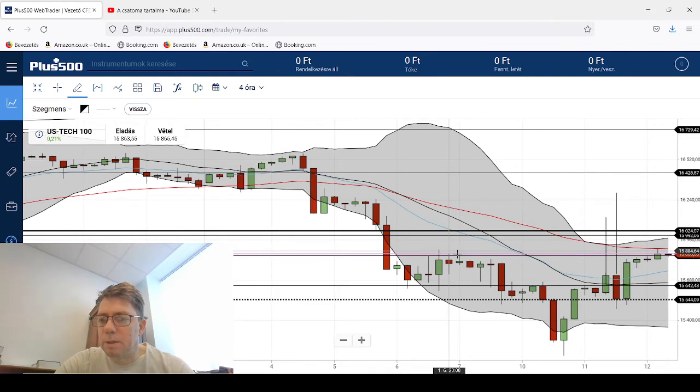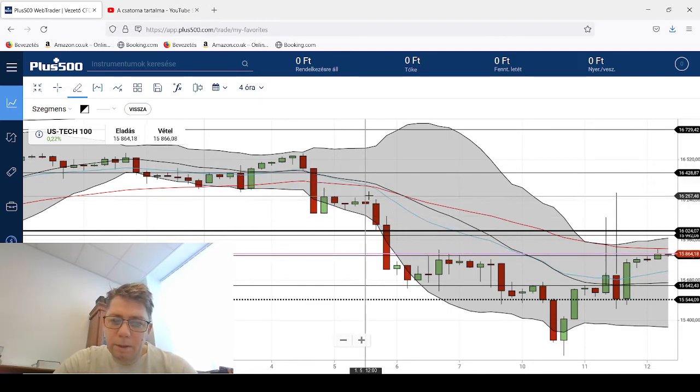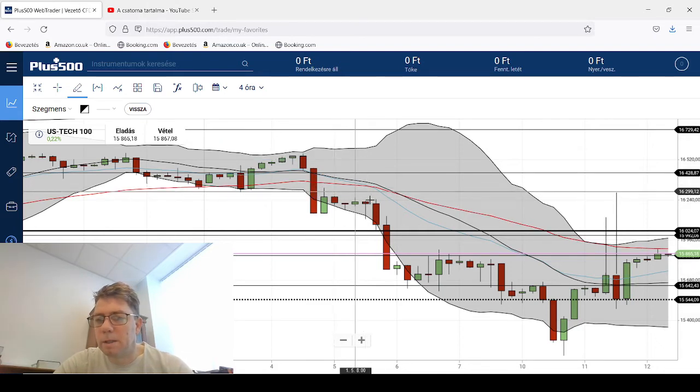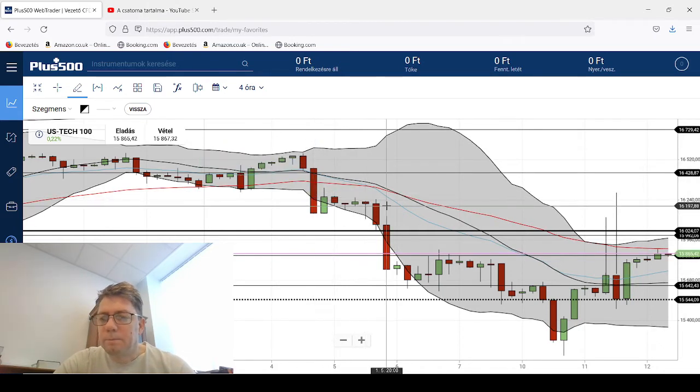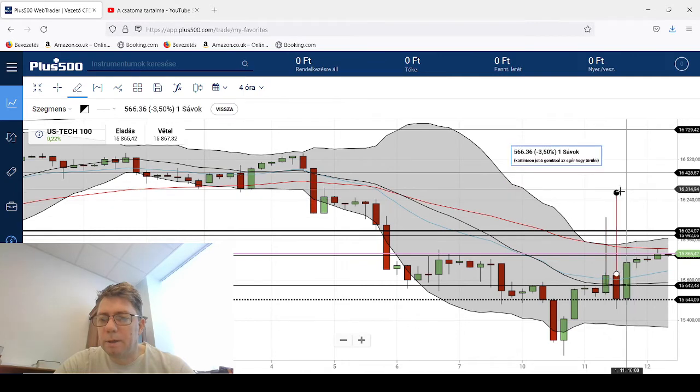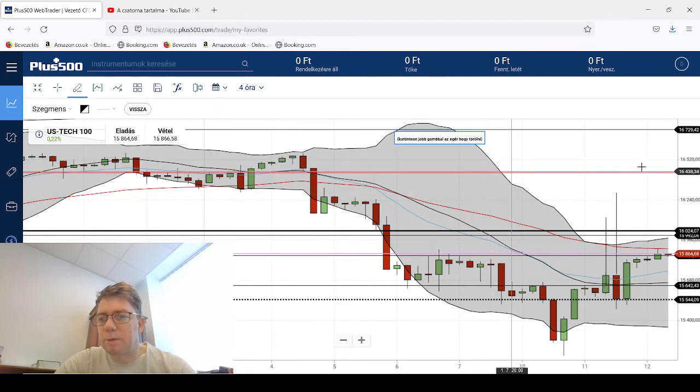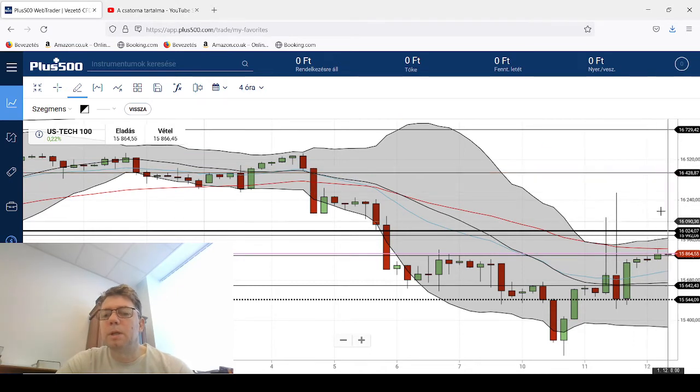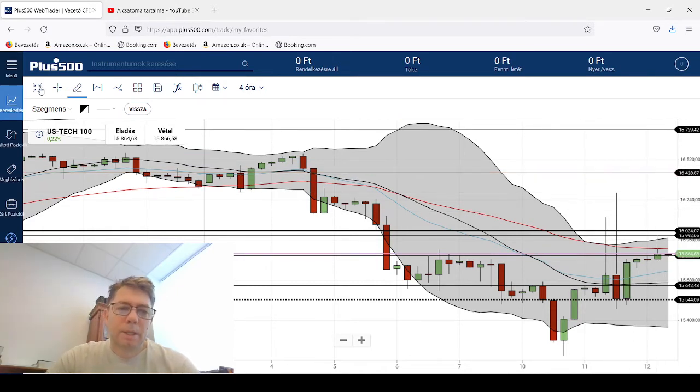Right now is resistance, so we need to get above there, and then the next resistance is around 16,250, something like that area. And once we get above there, of course, this price target is a valid price target, just like 16,400 would also be a valid price target.